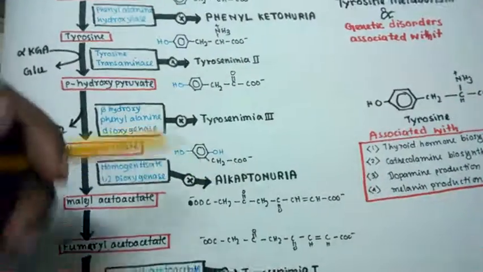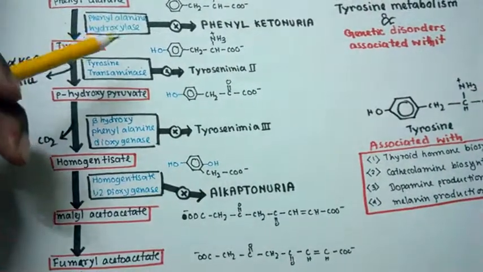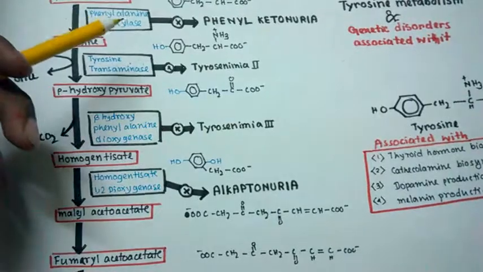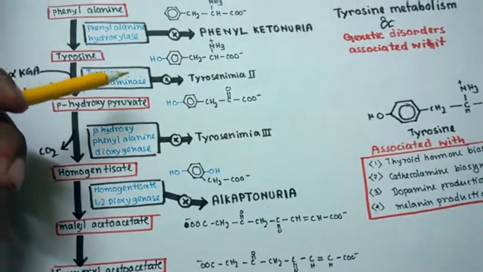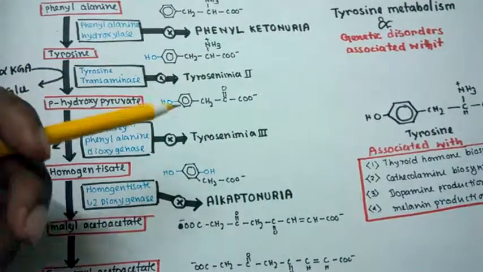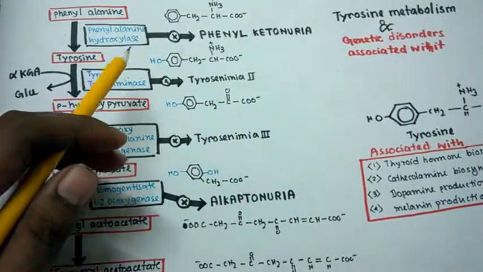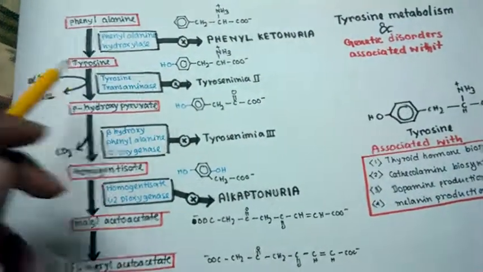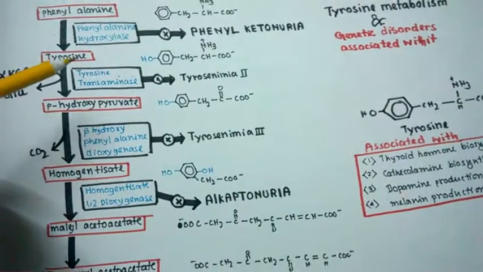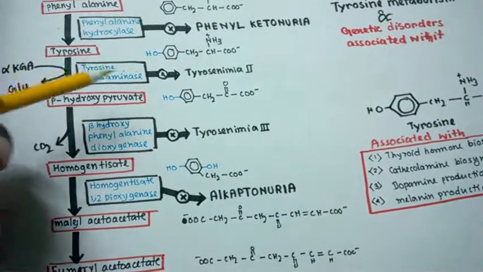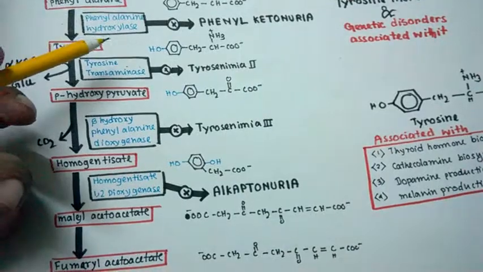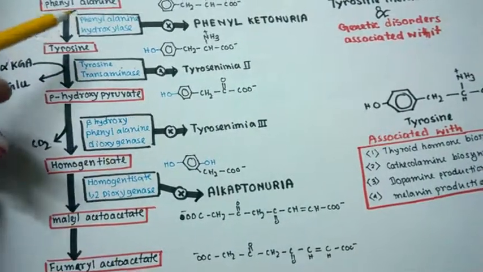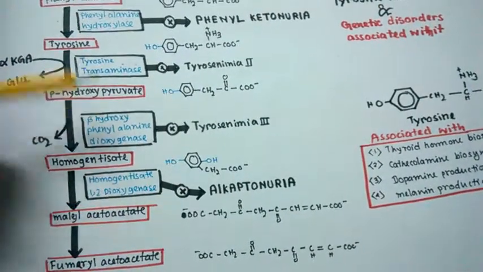Actually, the metabolic disorders associated with these enzymes are genetic. If the genes for these enzymes are mutated, then functional enzymes will not be produced, and this whole pathway will not be functional. So that is why those diseases develop.